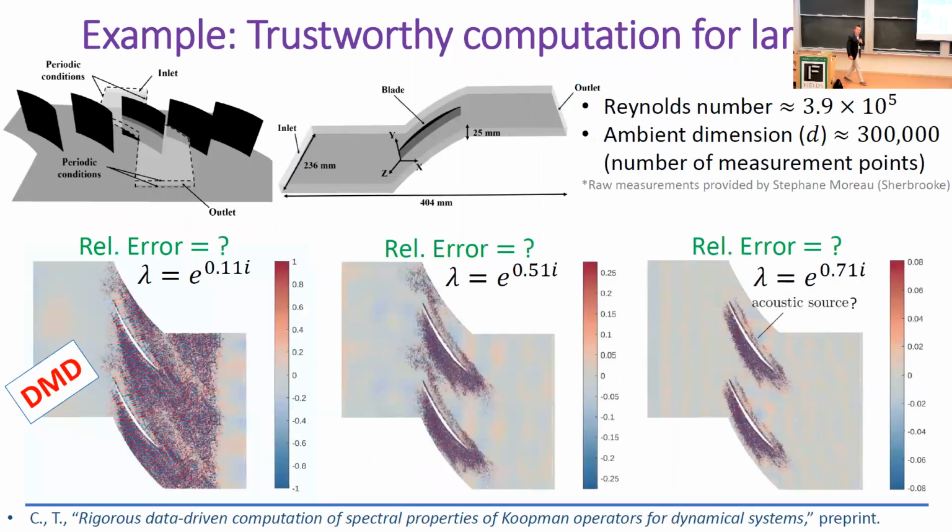However, we can also do very high dimensional problems as well. So this is a problem which has ambient dimension around 300,000. This is a fluid problem. We're looking at airfoils that are periodically stacked. There's an inlet on the left and there's an outlet on the right. And here we're showing you three Koopman modes. If you show this to a fluid dynamicist, they will say some things are physically relevant, like a turbulent boundary layer shedding off one of the airfoils over there, or an acoustic source, because in this problem they often care about the frequencies that you hear as the fluid goes over the airfoil.